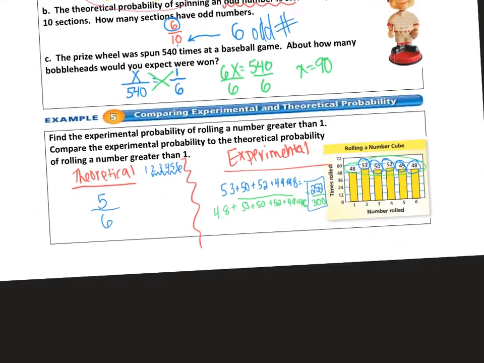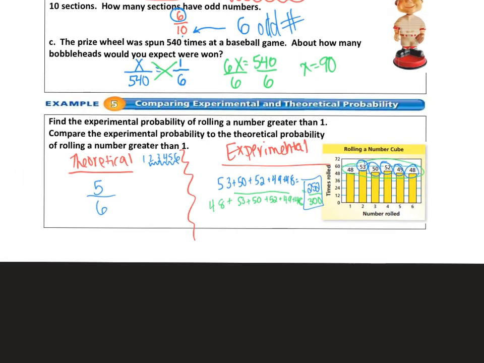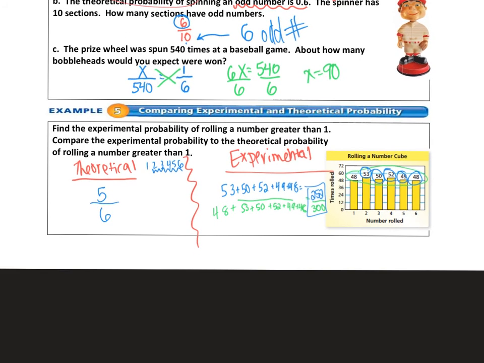So now to compare, I'm just going to make these both decimals. So I'm going to do 5 divided by 6 and get 0.83. And that translates to 83%. So in a theoretical world, 83% of the time you would expect to roll a number greater than 1. But this experiment told us that when we rolled the cube 300 times, 252 out of those 300 times, you got a number greater than 1, so that's 0.84, which is 84%. So as you can see, the theoretical and experimental probabilities are very similar.